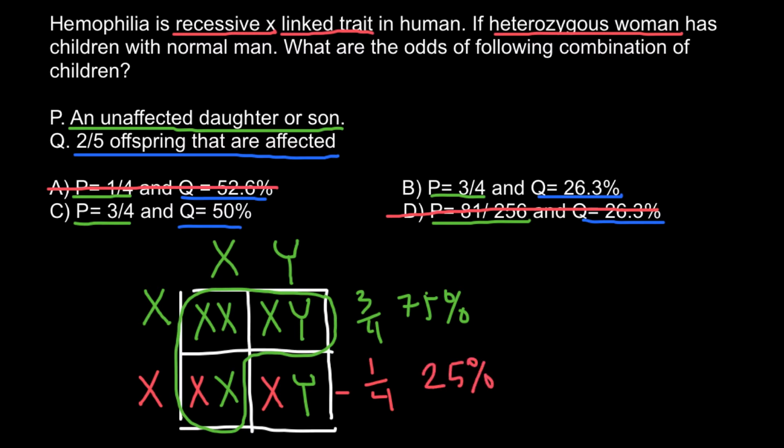We also can say that here we would have 0.75, and here we would have 0.25. All these answers are correct. It just depends on which scale we do our calculations.